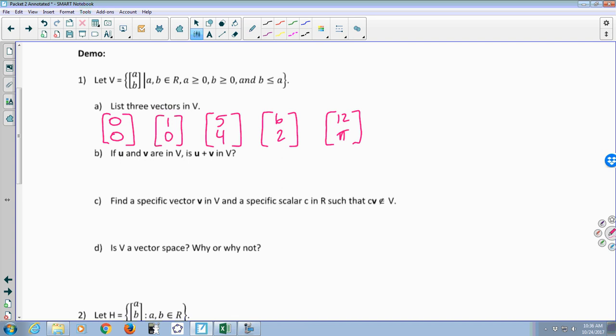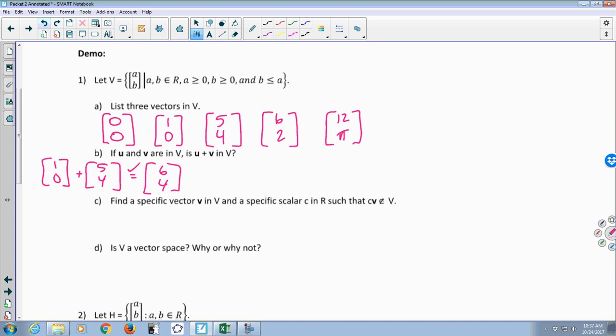All right. If u and v are both in V and you add them together, do we get something that's still in V? We could check by adding a couple of these that we chose. Let's do (1, 0) and (5, 4). If you add those together, you get (6, 4). Does (6, 4) satisfy the properties of the set? Yes, so that one works.